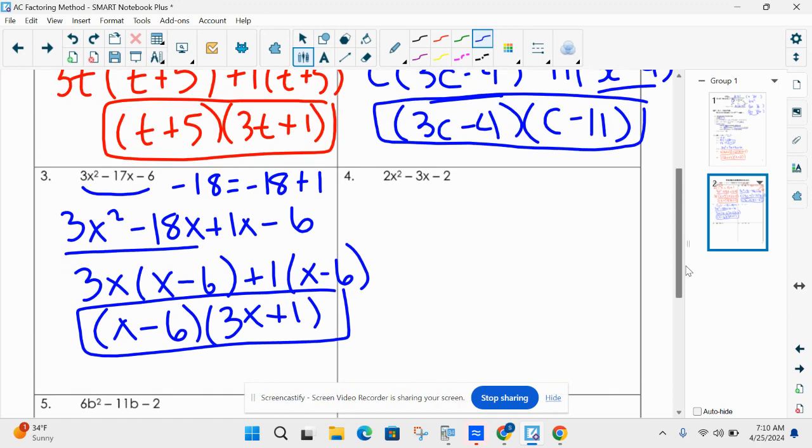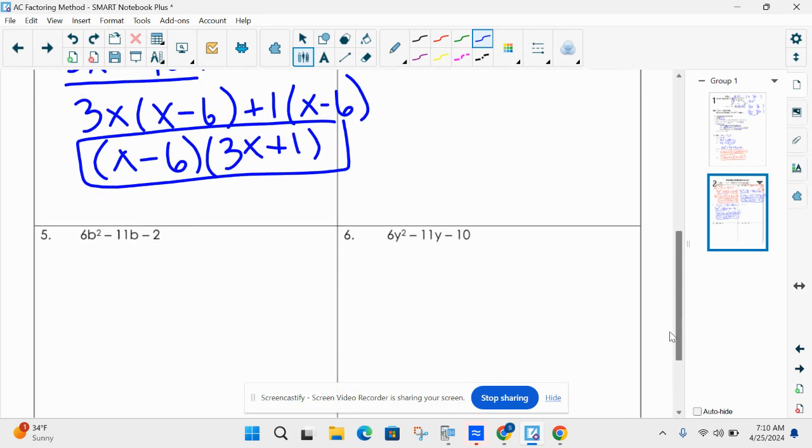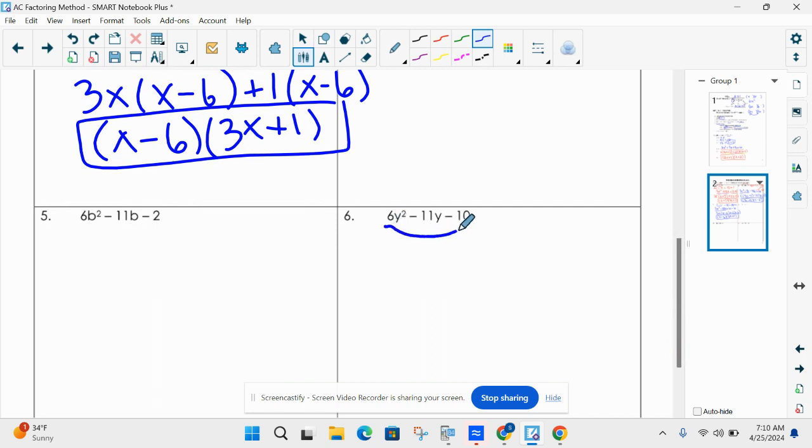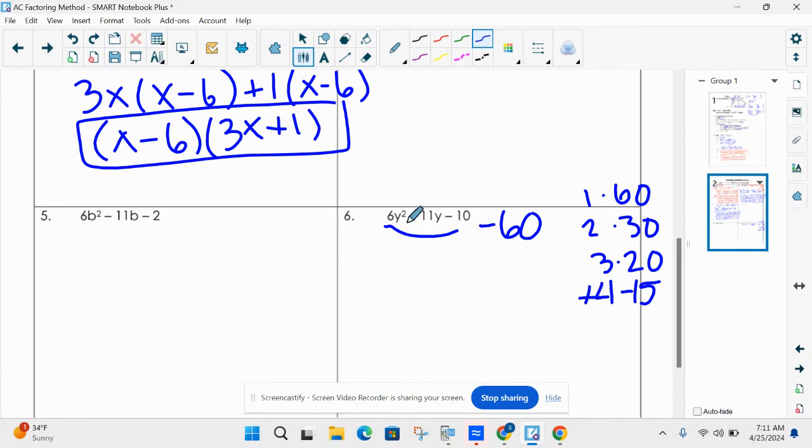So 4 and 5 are very similar to 3. We're going to jump down to number 6. So we'll have 6 times negative 10, which is negative 60. And then factors of negative 60 that add to negative 11. Let's see, we would have 1 and 60. That obviously won't work. 2 and 30. That won't work. 3 and 20. Nope. 4 and 15. So I think 4 and 15 is going to work because we'll need our signs to be opposite since this is negative. So the 4 will be positive and the 15 will be negative because of the negative 11 in the middle. We want our bigger factor to be negative.